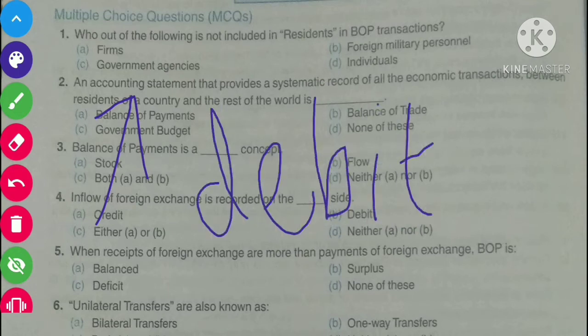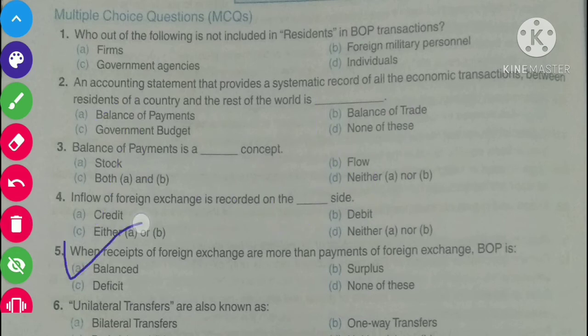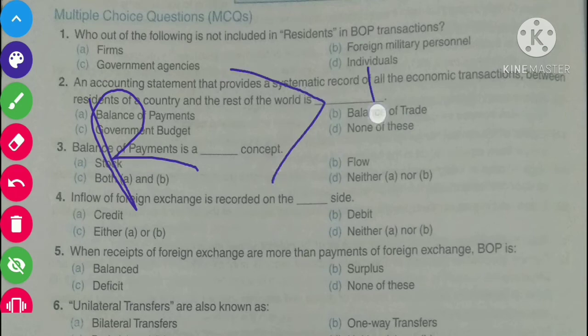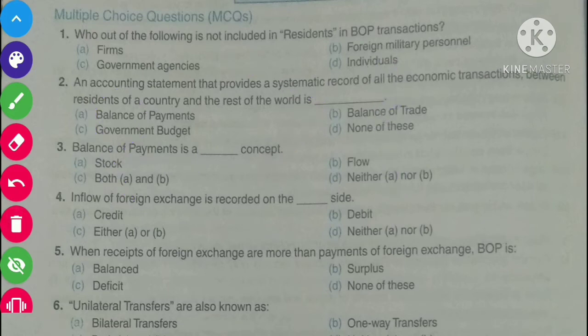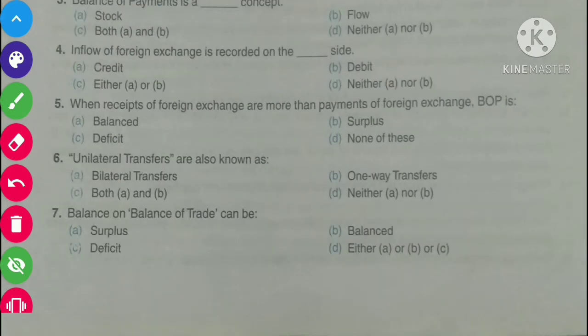Okay, move to next question number 5. When the receipts of foreign exchange are more than the payments of foreign exchange, BOP is dash. When receipts of foreign exchange or foreign currency are more than the payments, then it leads to surplus of foreign exchange or balance of payment. Move to next question number 6.